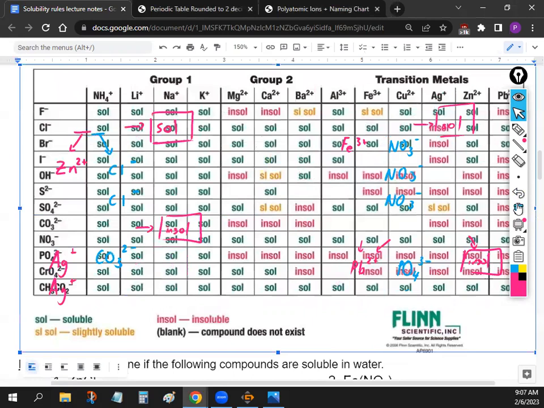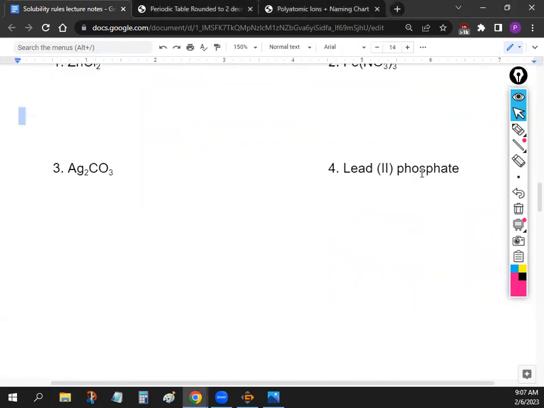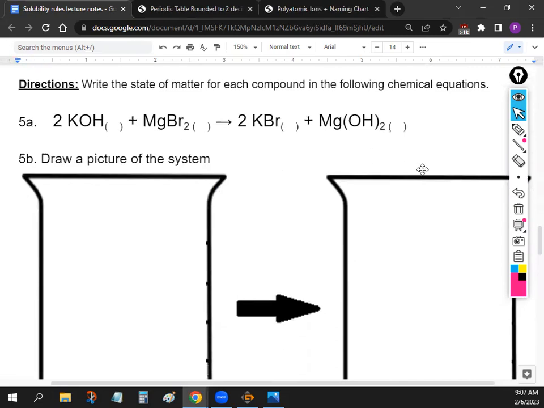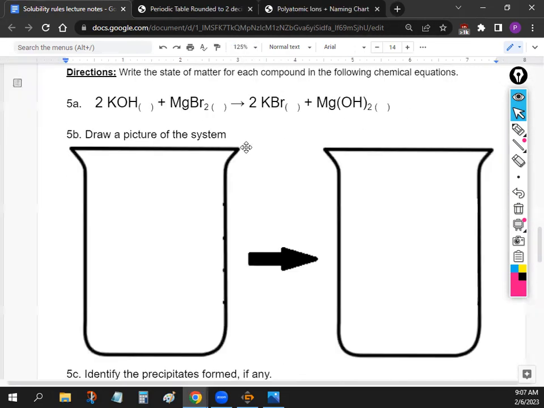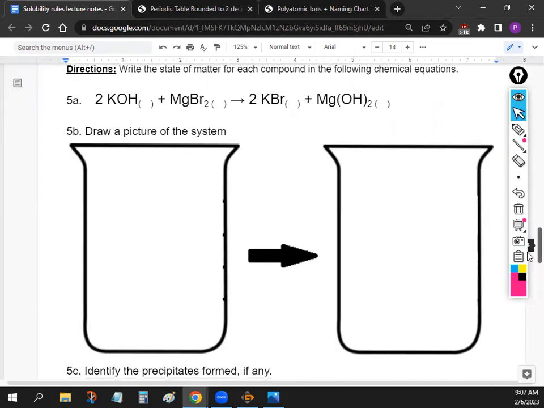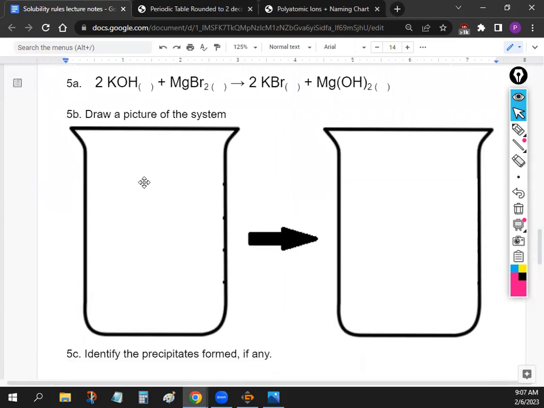Okay, let's go on to the last type problem, and this is what you'll see on your assignment. Now, this looks a lot more intimidating than it actually is. So I'm gonna go over how to do it with you guys, and then I'll let you guys get started on your assignment.